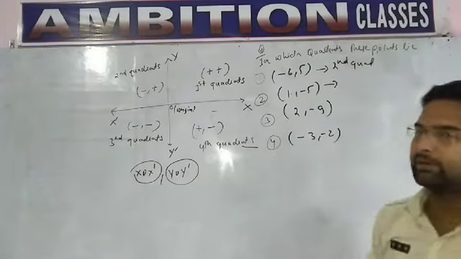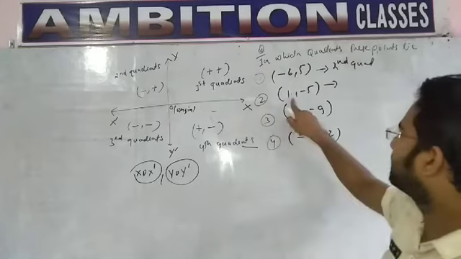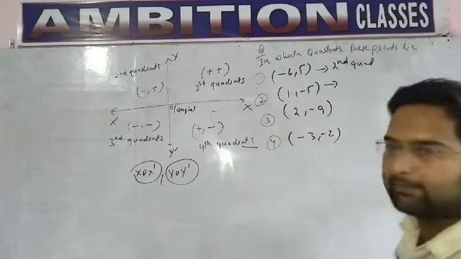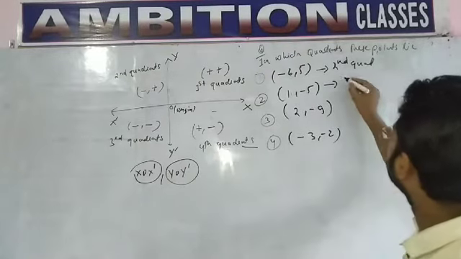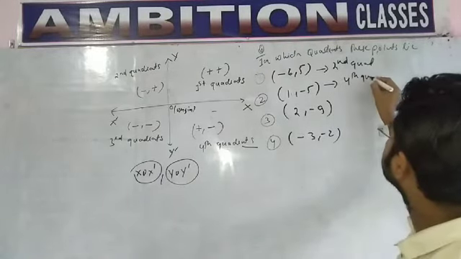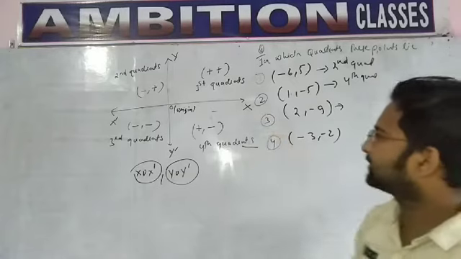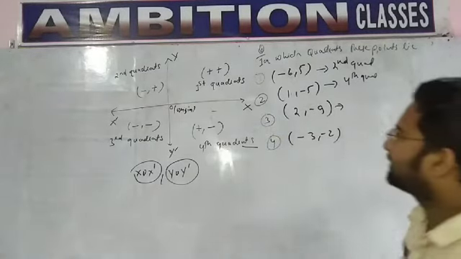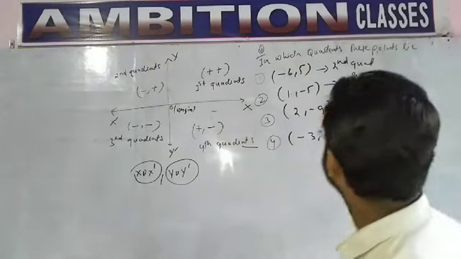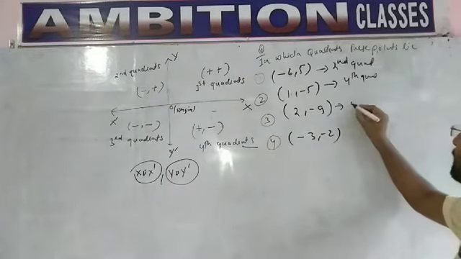Now let's move on to the next question, students. (1, -5), that is plus, minus. So plus, minus lies in the fourth quadrant. So our answer will be fourth quadrant. Now let's move on to the third question, students. (2, -9), that is plus, minus. So plus, minus lies in the fourth quadrant. So it will be fourth quadrant.